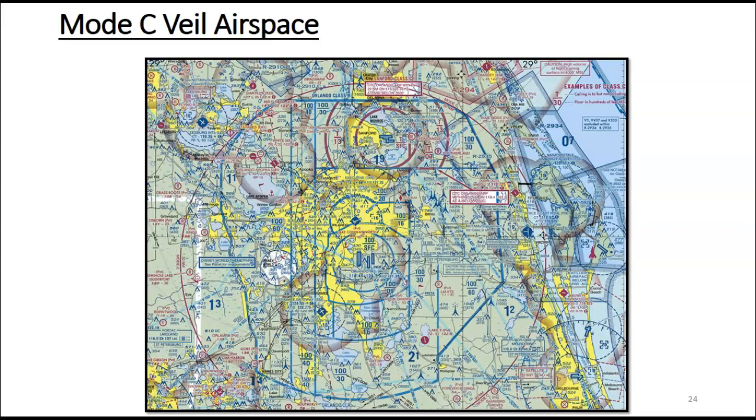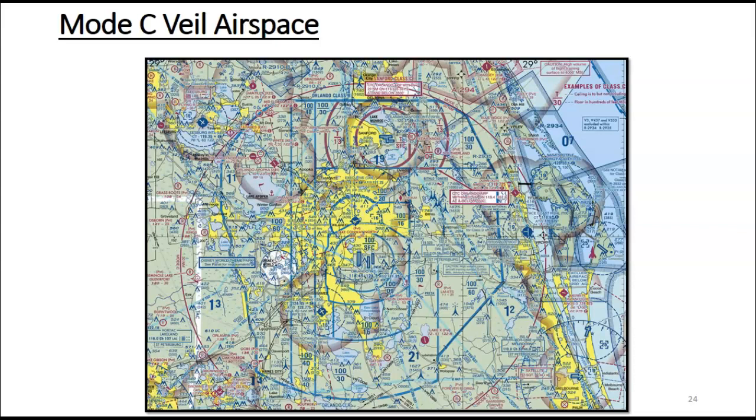As you can see in this picture of the sectional chart of the Orlando Airport in Orlando, Florida, you can see the Class Bravo airspace depicted by these blue solid lines. But outside of these blue solid lines you see this magenta line. That's called the Mode C veil. Within this line, even if you're not in the Class Bravo airspace, you still need to have a Mode C transponder. And that's to give the air traffic controllers information about your altitude so that they can keep you separated from approaching traffic.